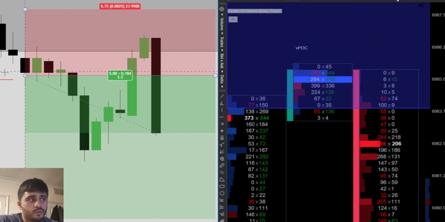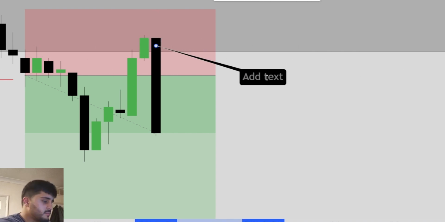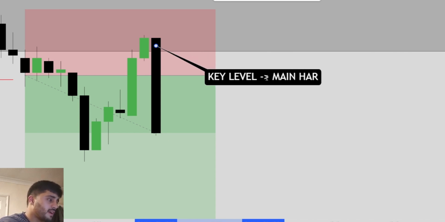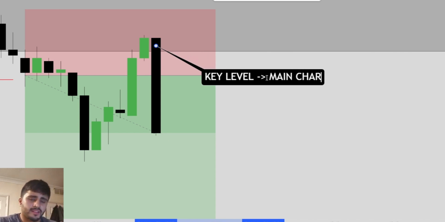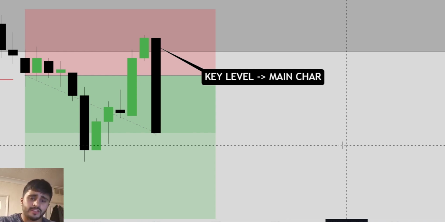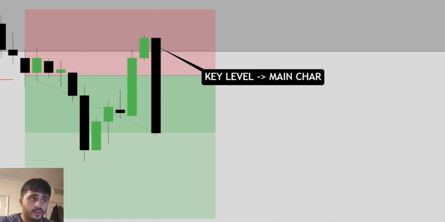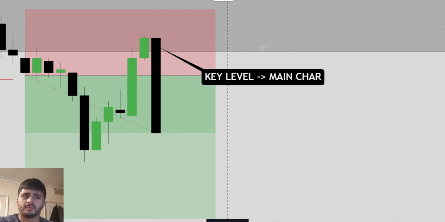So going back to our story arc, let's break this down. So we have a key level, right? That's the beginning of our story, right? The next thing is we have the main characters, right? What are the main characters telling us? Well, the main characters are telling us that there's lots of aggressive buyers, but no reward, right? Lots of aggressive buyers, but they're struggling to break above that level.